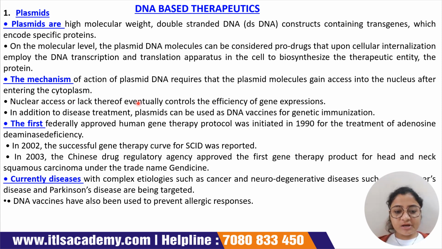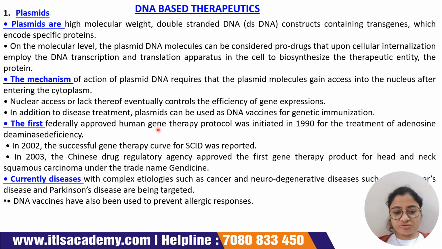So the mechanism of action of plasmid DNA requires that the plasmid molecules gain access into the nucleus after entering the cytoplasm. So cellular internalization means it is entering into the cytoplasm. But that is not enough. It has to go inside the nucleus for transcription to occur. So nuclear access or lack of nuclear access will eventually control the efficiency of gene expression.